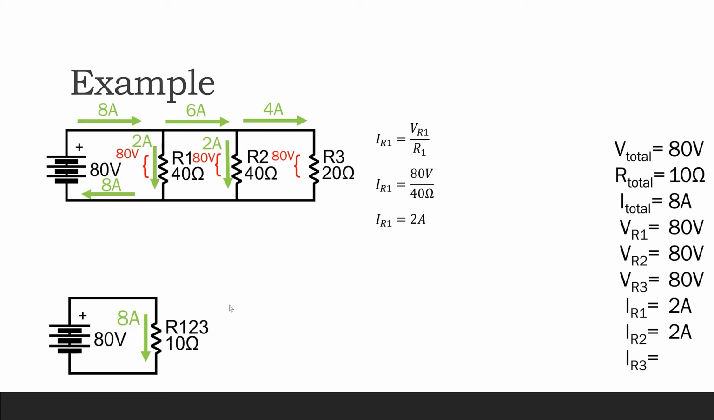Now we can use Ohm's law to figure out the current through R3. So again, we say I is V over R, so I_R3 is V_R3 over R3. So that's 80 volts over 20 ohms. So that comes out to be 4 amps. So we can draw that on our diagram and also write that down in our list of answers.